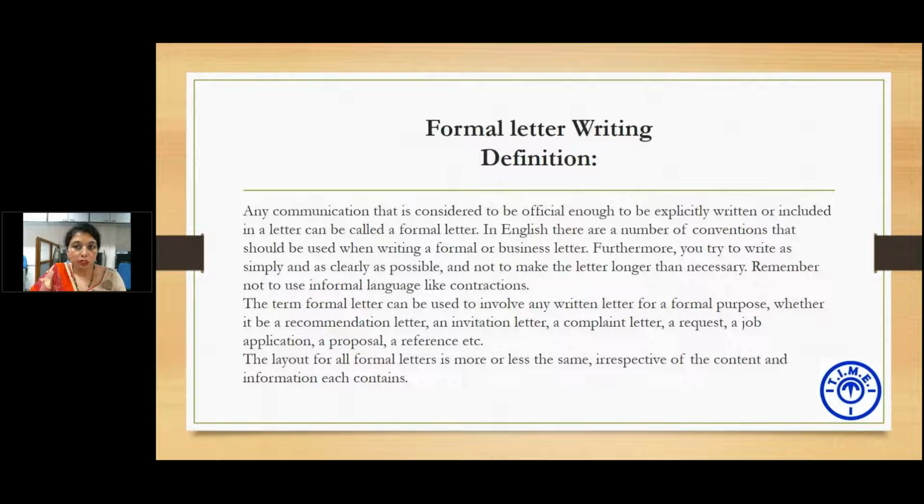In addition to this, you need to write as simply and as clearly as possible and not make the letter longer than necessary. You have to always keep in mind that it is a formal letter, and most of the time it is sent to somebody who is a higher official, and this person is somebody unknown to you. Which is why you should not personalize any content in the letter. Because of this, you need to remember not to use informal language like contractions. Like instead of it's, it is better to write it is.